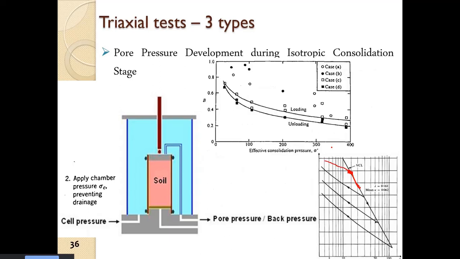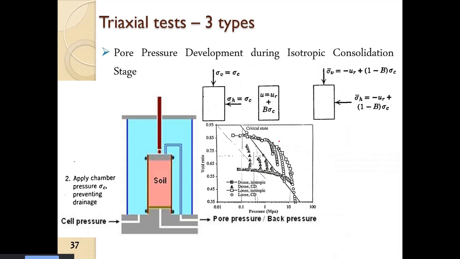So here we see, this is a dense sand. Up to this point, this is the virgin compression curve. Similarly, this is the loose sand, and the loose sand will come to this point. So these are the consolidation curves.